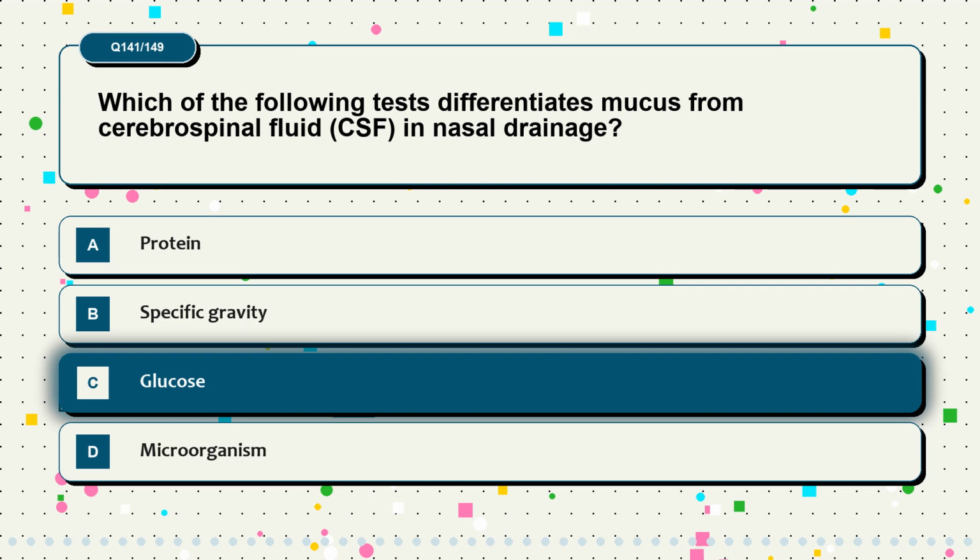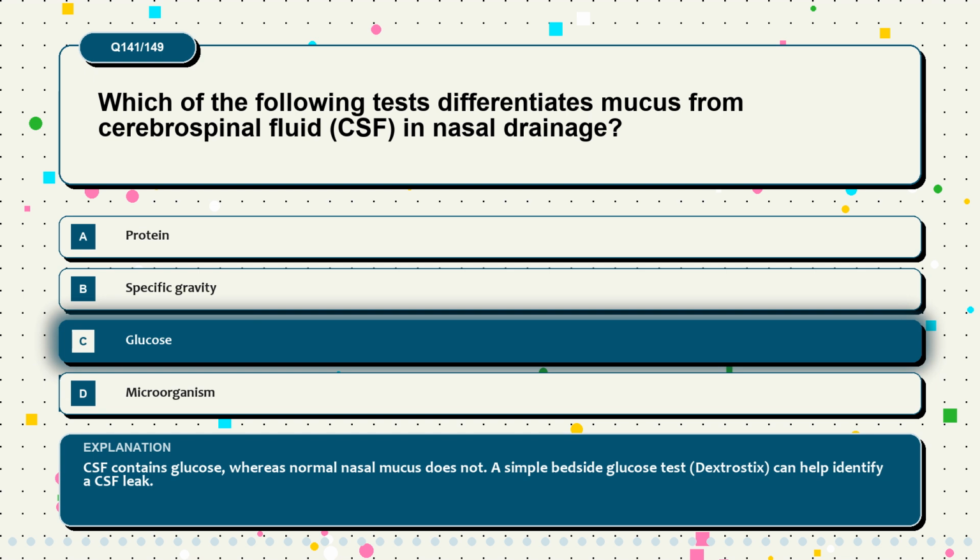The correct answer is option C. Glucose. CSF contains glucose, whereas normal nasal mucus does not. A simple bedside glucose test, dextrosticks, can help identify a CSF leak.